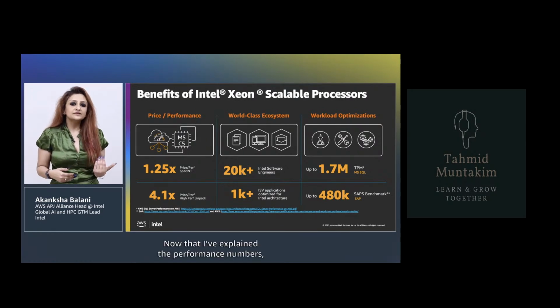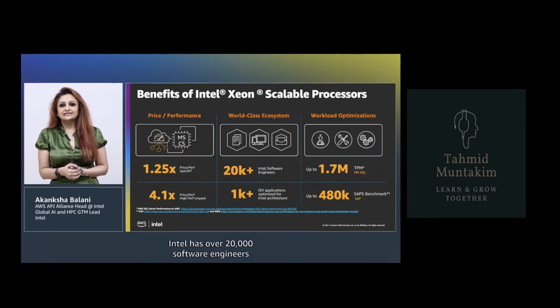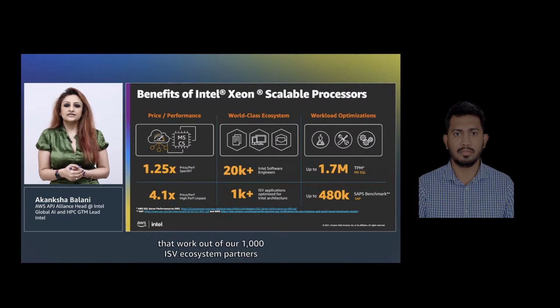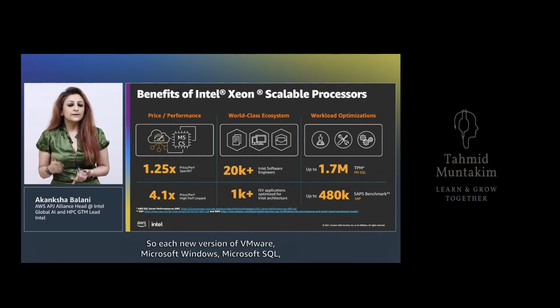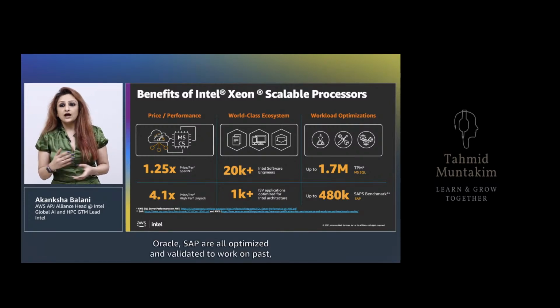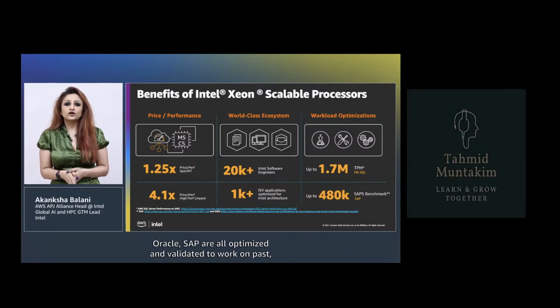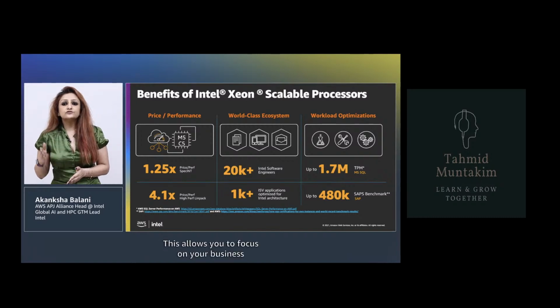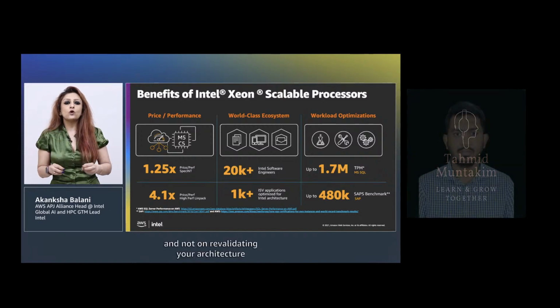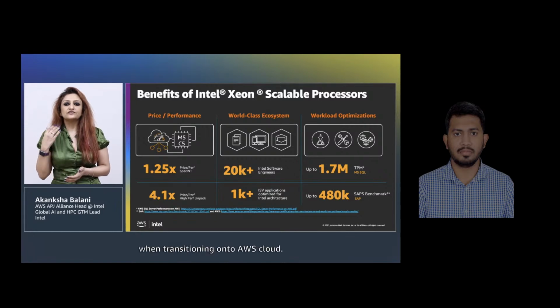Now that I've explained the performance numbers, let's discuss value. Intel has over 20,000 software engineers that work with our 1,000 ISV ecosystem partners to optimize, validate, and test applications. So each new version of VMware, Microsoft Windows, Microsoft SQL, Oracle, SAP are all optimized and validated to work on past, present, and future Intel architectures. This allows you to focus on your business and not on revalidating your architecture when transitioning onto AWS Cloud.